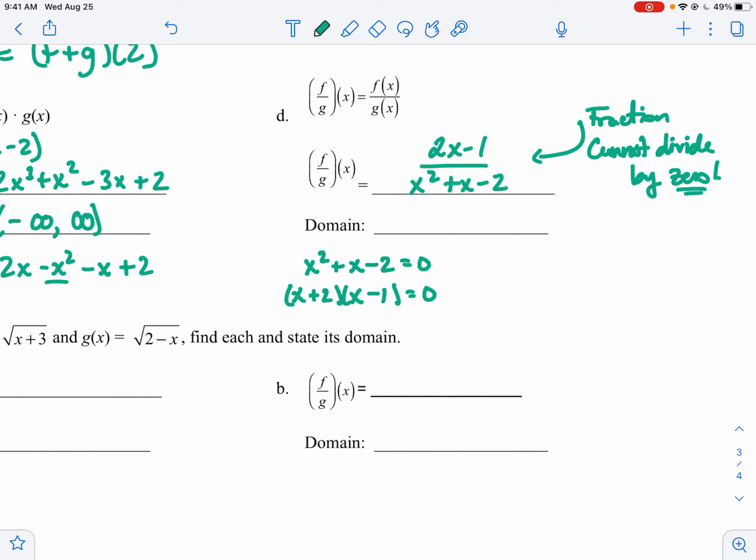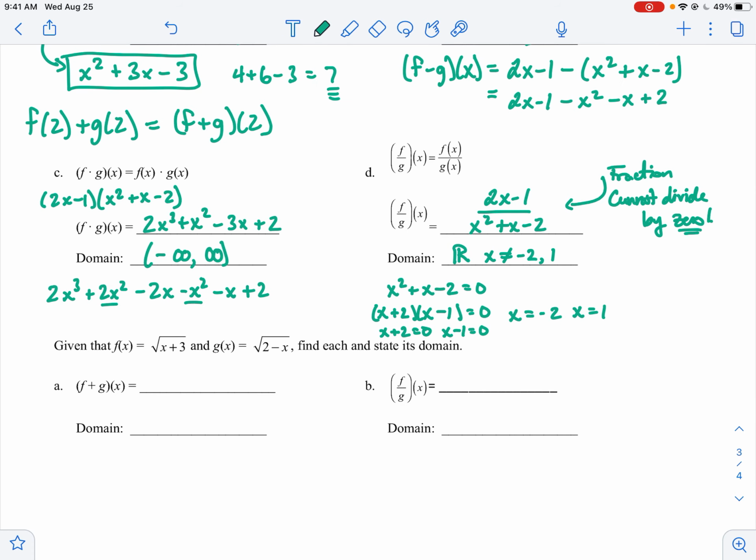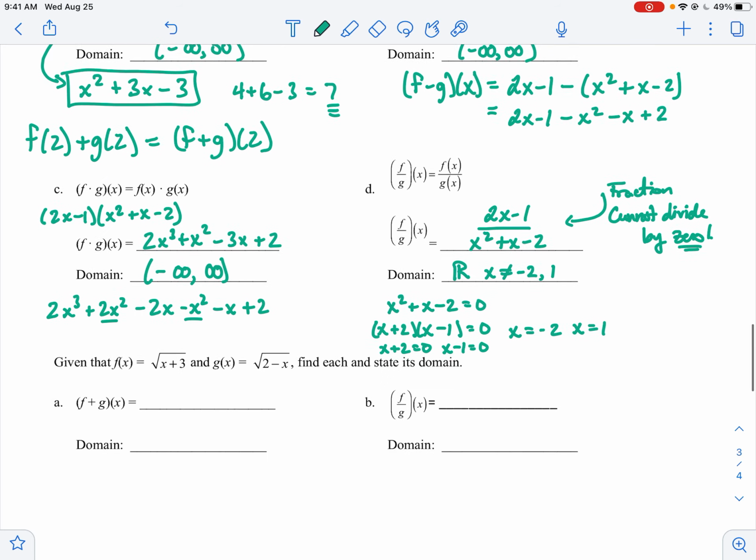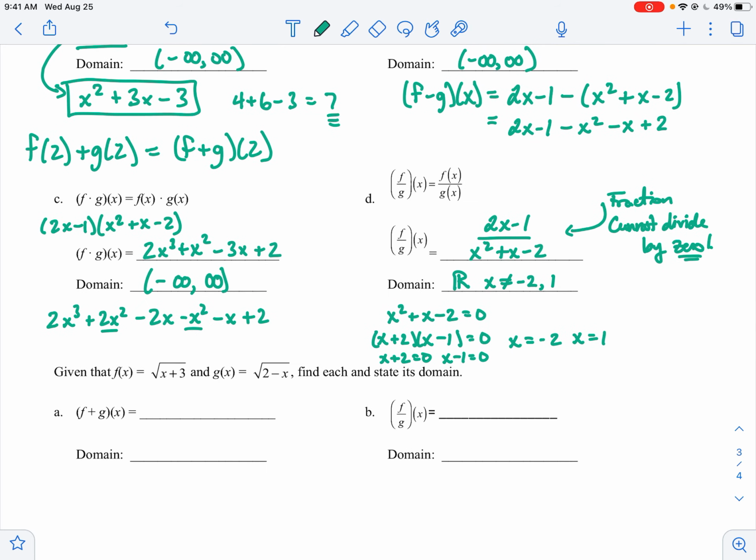So when I set each of those equal to 0, x plus 2 equals 0 and x minus 1 equals 0, then I find out that if x is negative 2 or x is 1, that would cause the denominator to be 0, and I don't want that, right? So my domain here, I could say it's all real numbers, but x is not allowed to be negative 2 and 1. So when I have division, I do have to watch out, because now that I'm dividing, there are some values of x that I might have to throw out, okay?